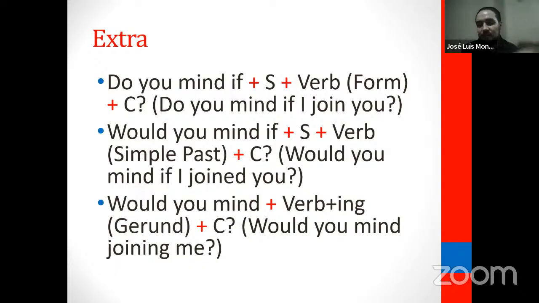Or even you can talk about a third person, right? But if it's your relative or your friend, right? Would you mind if my friend sits next to you? Right? Do you mind if my friend sits next to you? Or if it's would, it's going to be, would you mind if my friend sat next to you? Right? Because we need to use the simple past. And finally, would you mind with verb with ing that is the gerund, right? And here it's going to be more of a request.